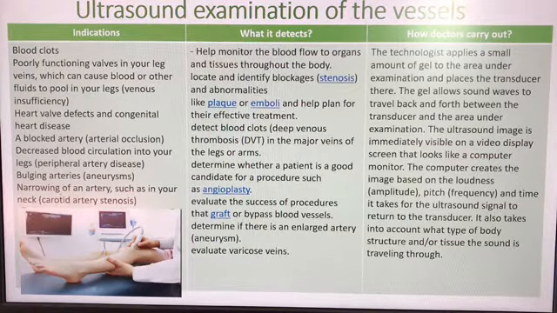What does it detect? It helps monitor blood flow to organs and tissues throughout the body. It locates and identifies blockages, stenosis, and abnormalities. It's used also to detect blood clots, thrombosis, deep vein thrombosis in the major veins of legs or arms. It determines whether a patient is a good candidate for procedures such as angioplasty, and evaluates the success of procedures that graft or bypass blood vessels, and determines if there is an enlarged artery or aneurysm. It's also used to evaluate varicose veins.